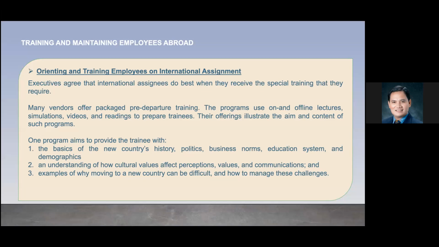Their offerings illustrate the aim and content of such programs, and one of these programs aims to provide the trainee with the basics of the new country's history, politics, business norms, educational system, and demographics. It also provides an understanding of how cultural values affect perceptions, values, and communications. And lastly, they provide examples of why moving to a new country can be difficult and how to manage these challenges.